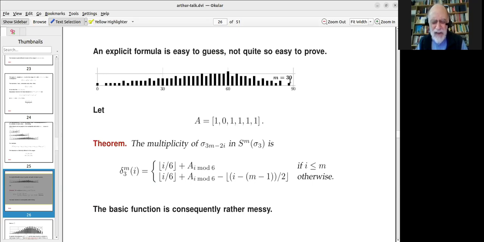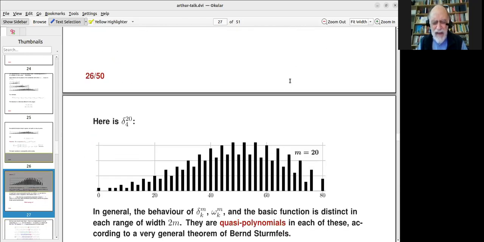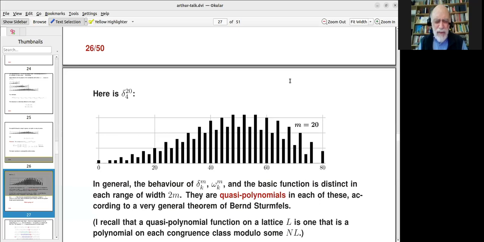But still, there's some quasi-periodicity, I guess you'd call it, or polynomial periodicity that describes things. And this again is general. This is a part of a very general theory of something called quasi-polynomial functions, which has a huge literature attached to it. Things get messy. Here's delta 4, for example.